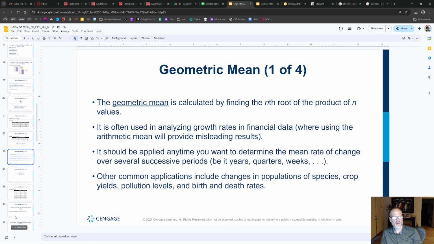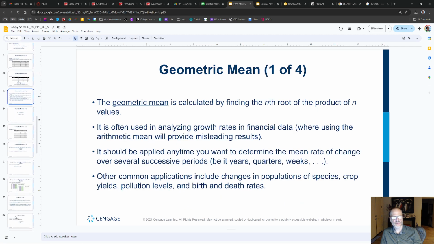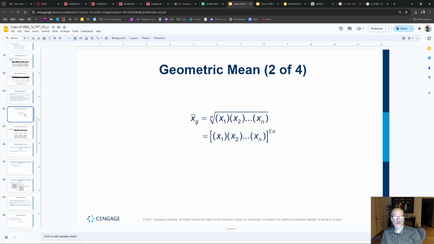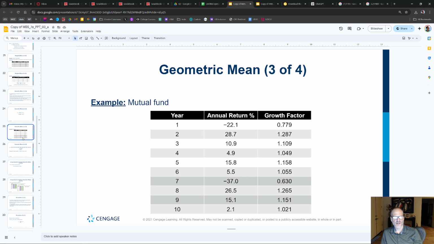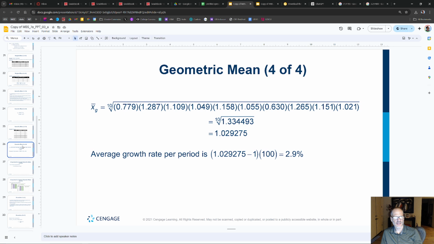And then here we have the geometric mean. And we've talked about that as much as I feel you need to know about it. So you can pause the video and just read about this here, and take a look at the data here.